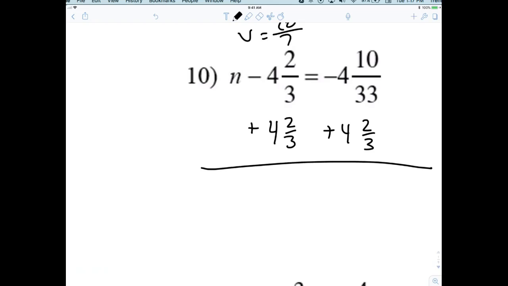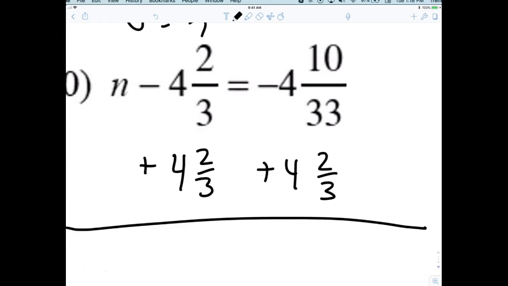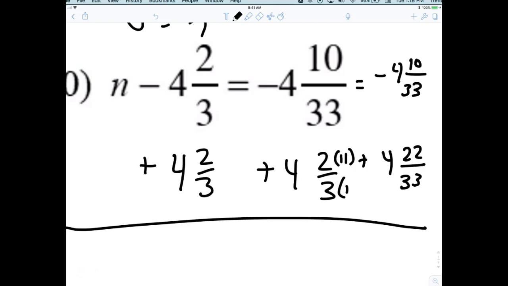So now for number 10, I definitely don't want to convert this to mixed or improper fractions because the numbers are too big. So I'm just going to get a common denominator, which is 33. So I have to multiply by 11. When I multiply this by 11, this one stays the same. So it's negative 4 10/33 plus 4 22/33. Carly, do you understand that? Yeah, I just multiplied by 11. All right, so I'm going to put 11 here and 11 here.